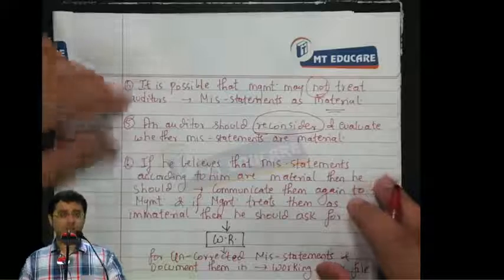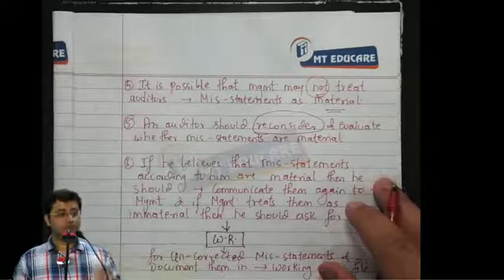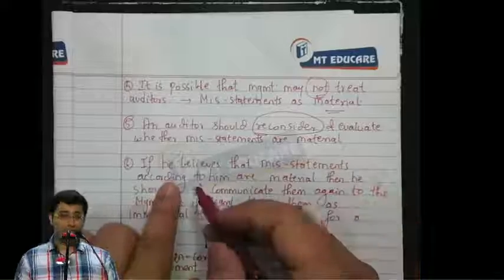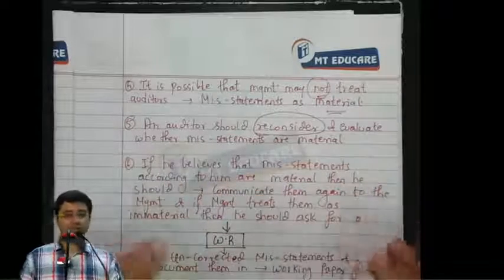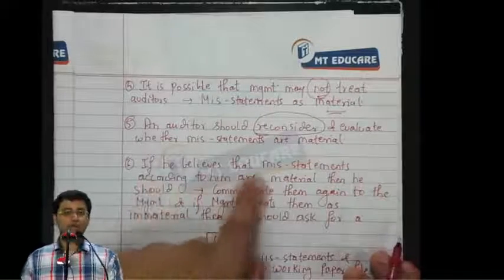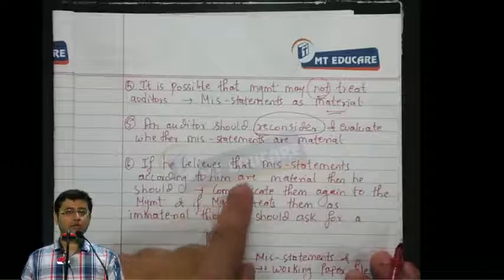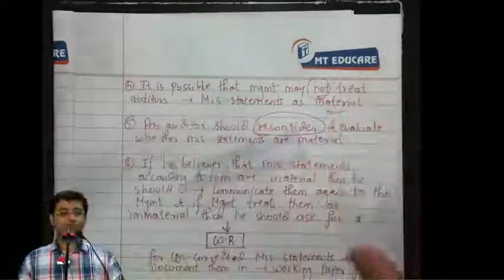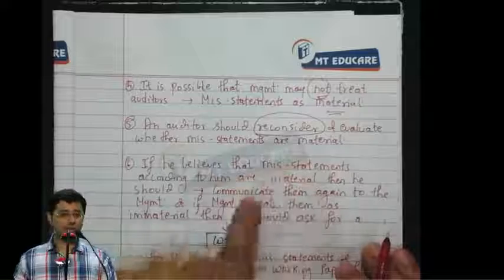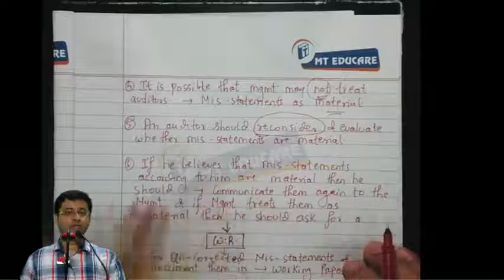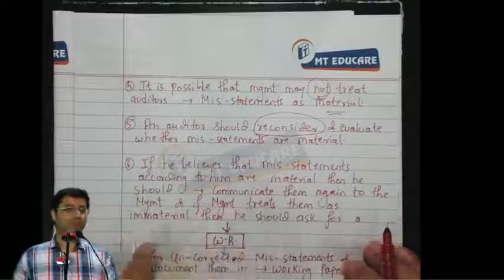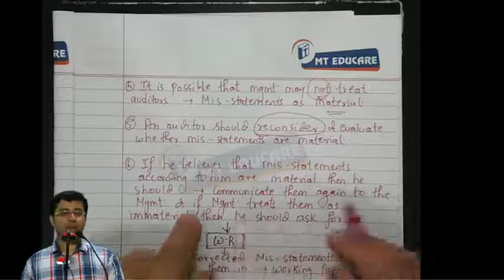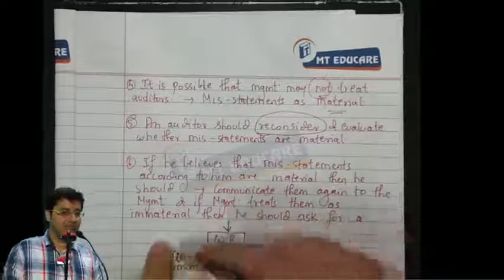If you are reconsidering it, it will give you an opportunity to decide whether it is really a material misstatement or not. So if he believes, after reconsideration, that the misstatements are material, that means you are 100% sure, even after applying the best of your professional judgments, that it is a material misstatement. Then he should go and communicate again to the management, if management this time is treating it as immaterial.